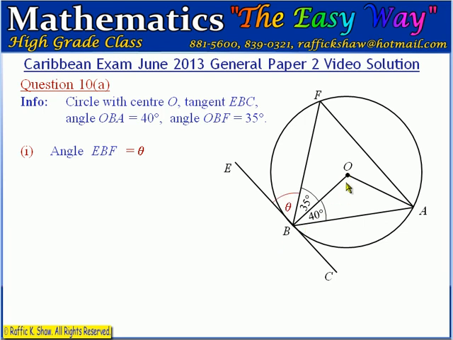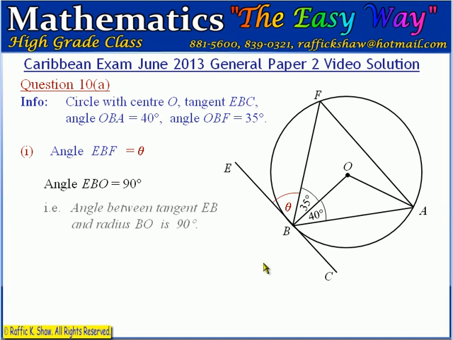Now, this line is a radius, O to B, and this is a tangent. And the angle between a radius and a tangent is 90 degrees. And what it means, therefore, is that 35 degrees plus theta will be equal to 90 degrees. And we can use that as a basis to calculate the angle theta. Angle EBO is 90 degrees because that is the angle between the tangent EB and the radius BO.